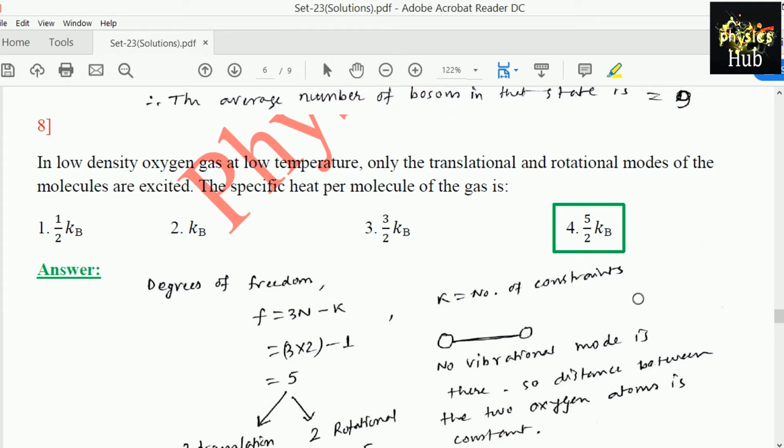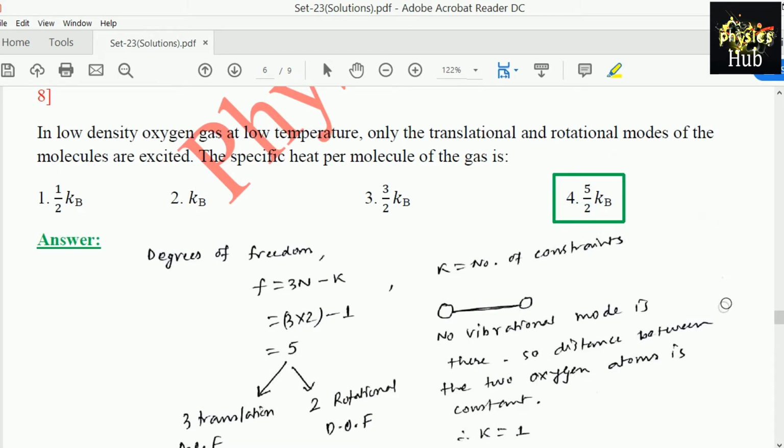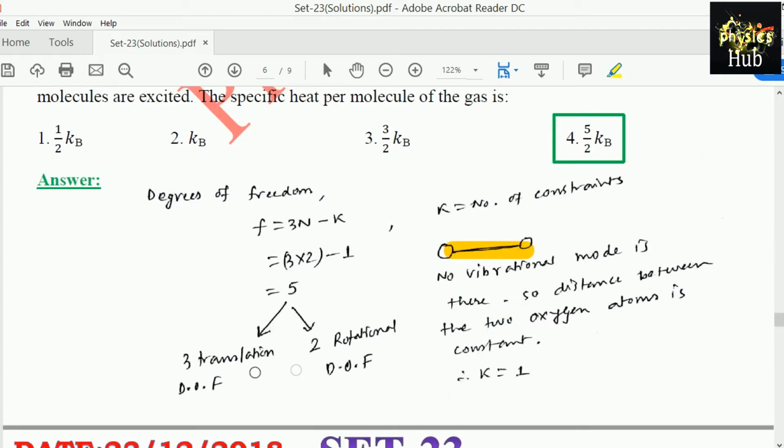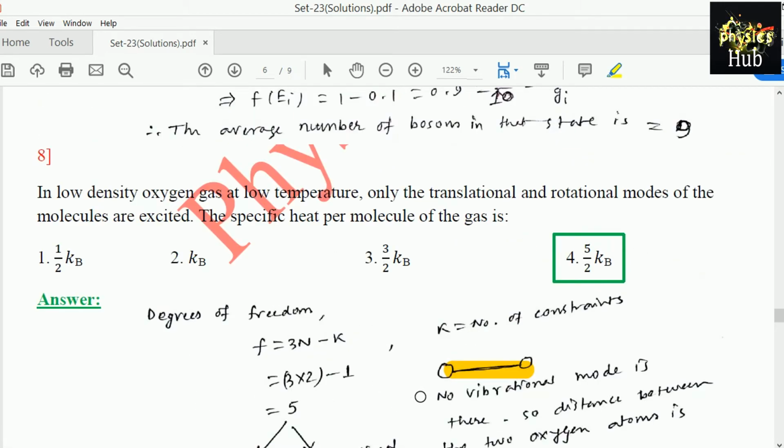So, K equals the number of constraints. Here, for oxygen gas, oxygen gas means diatomic, so two oxygen atoms connected together. Here you only have to consider translational and rotational motion, meaning no vibrational modes. If there are no vibrational modes, we can take this to be rigid, meaning this distance is fixed. So the number of constraints becomes 1, and so 3 into 2 minus 1 means 5. The number of degrees of freedom for oxygen gas becomes 5: 3 translational degrees of freedom and 2 rotational degrees of freedom.